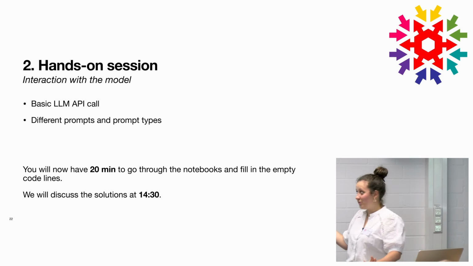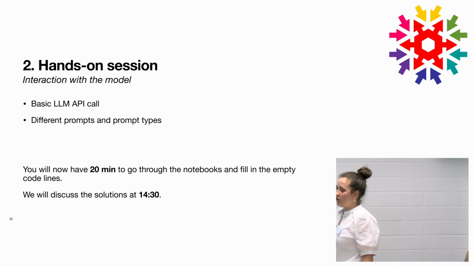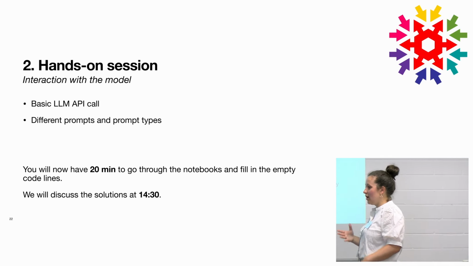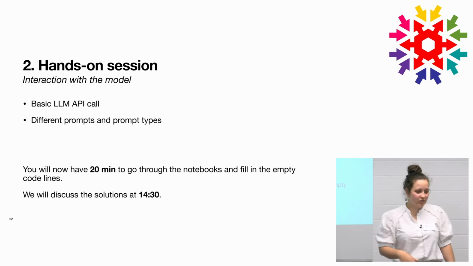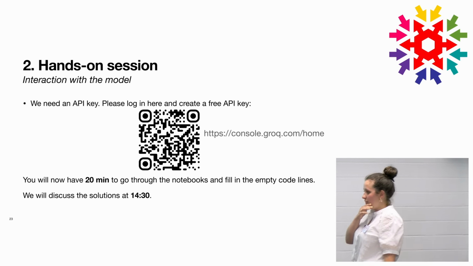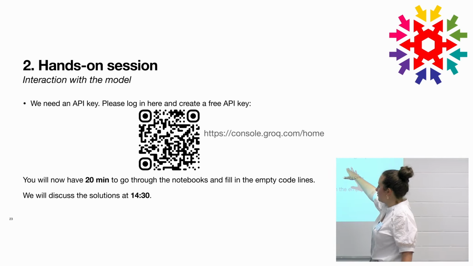And this leads us to the second hands-on session. So this is basically, you can interact with some models and try out different prompts and see what changes here. To do this, we need to get some API key. As I said, normally you pay for this. This is a free key you can get.